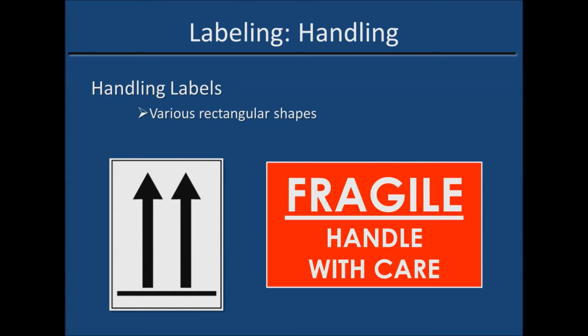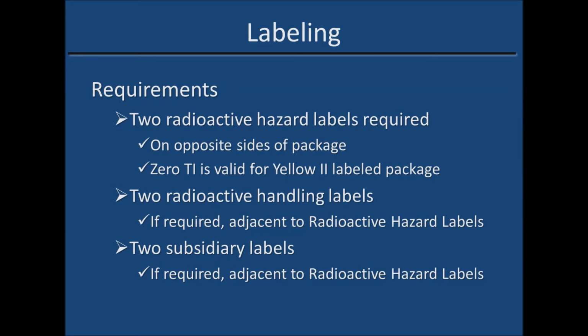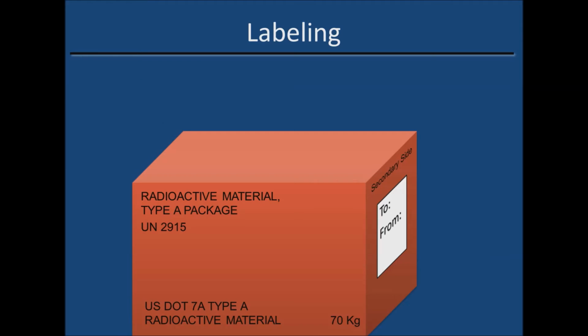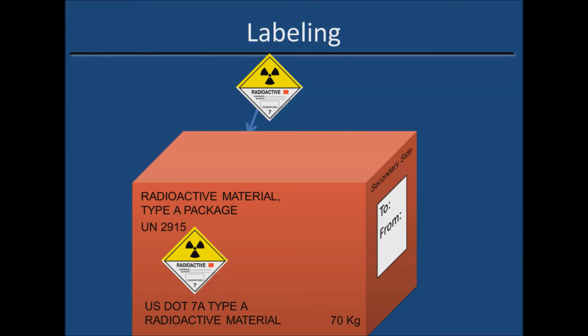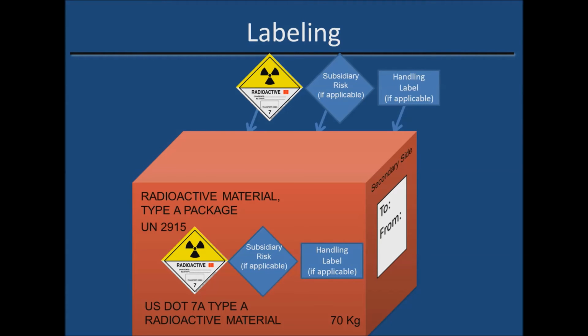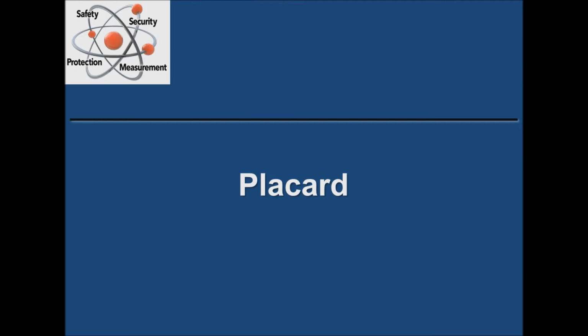Now some handling labels. Some requirements for labeling: we talk about your hazard labels required, you have handling labels, subsidiary labels. Again, I apologize for moving quickly through this accelerated training, but the content is covered in much more depth in a much larger presentation later. So for your labeling, you now have your box, with your labels on opposite sides. And there's a lot of other criteria we'll talk about in a much more detailed course. But there it is as a summary.